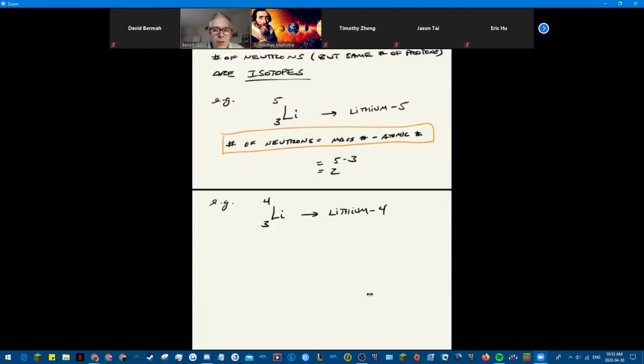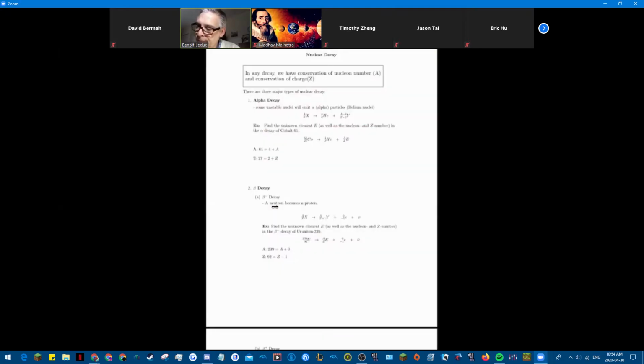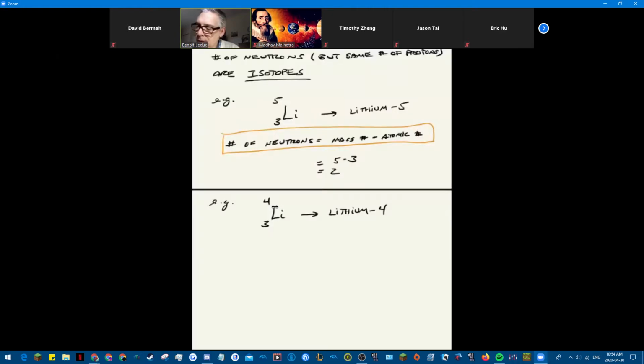Okay, and so on. Once again, the atomic number determines what element it is, and 4 is the total number of nucleons, so the total number of protons and neutrons. Okay, we're good. All right, so now that we have this, find this here in your notes. Just find it.